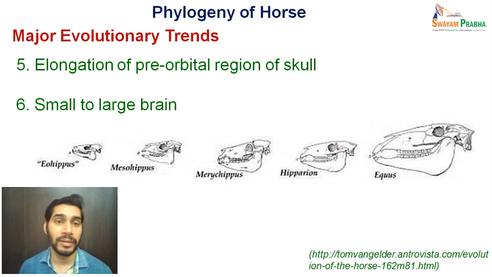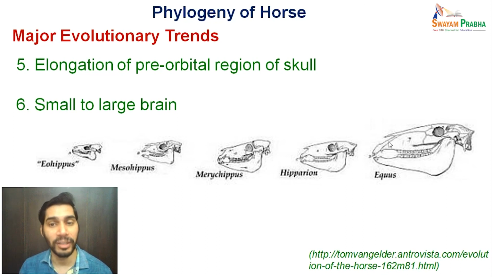Yet another difference is with respect to the skull. There has been elongation of the preorbital region of the skull. You know that this is the preorbital region. If you compare from here till here, this is almost at the center in the case of Eohippus, and it has been shifted backwards, and that is the reason the preorbital region has increased in the modern forms which you see. So this preorbital region was not always like this.